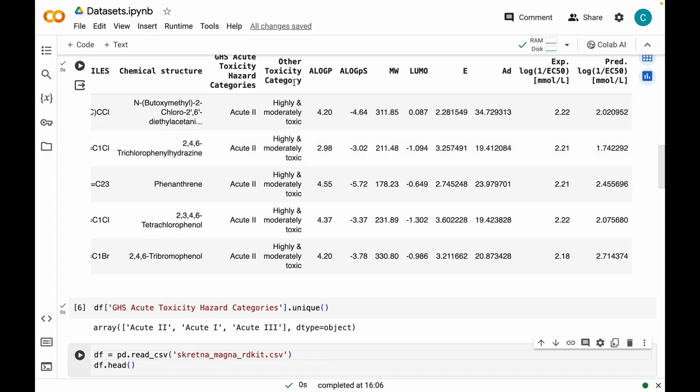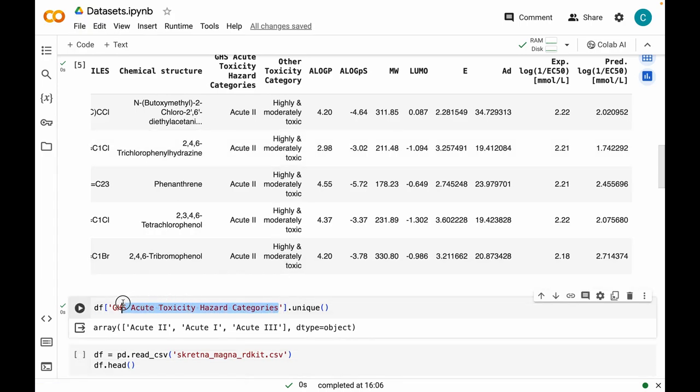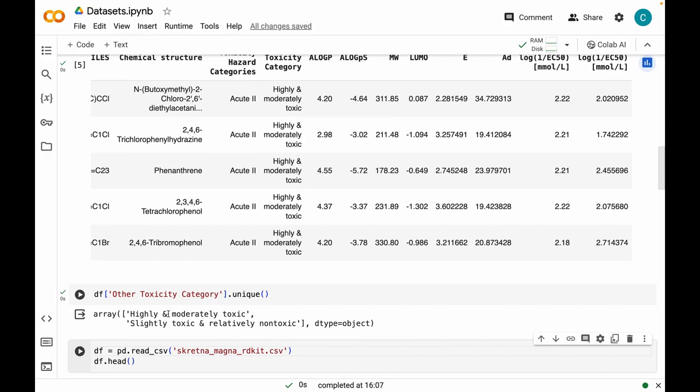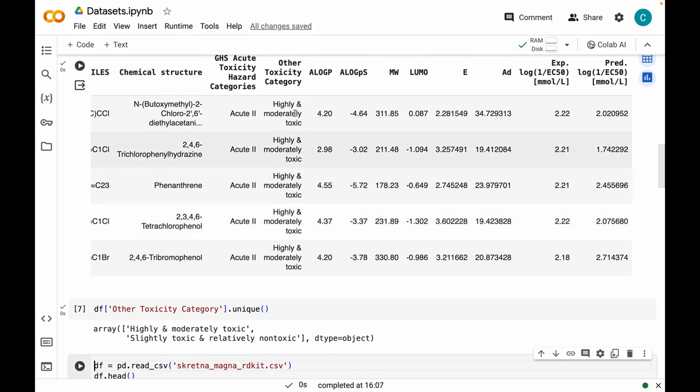And regarding the other toxicity column, we have highly and moderately toxic, and slightly toxic and relatively non-toxic. So basically toxic and non-toxic categories. So what you can do is use these for a classification problem here. Either of these can be used; this one has 3 labels and this has 2 labels. So this would make a good classification machine learning model.